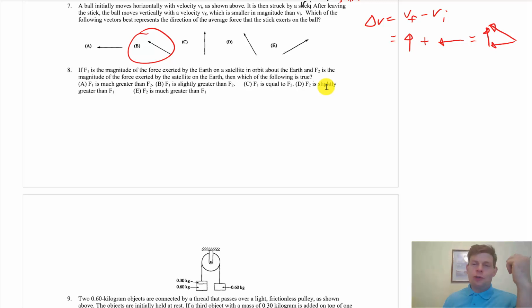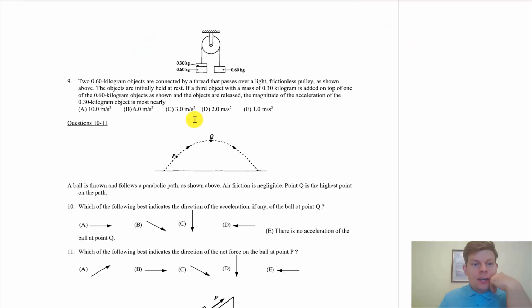It's exactly the same. Whether we're talking about gravity on two things, I pull on you with 50 newtons, you pull on me with 50 newtons. It's going to be exactly the same. Newton's third law is undefeated. So letter C.